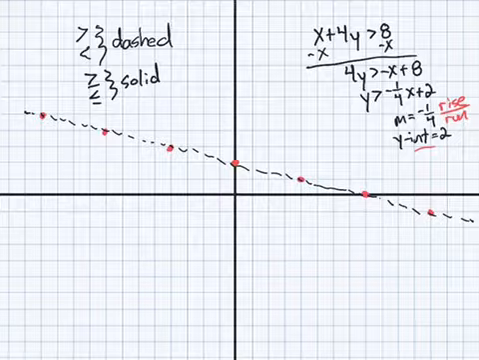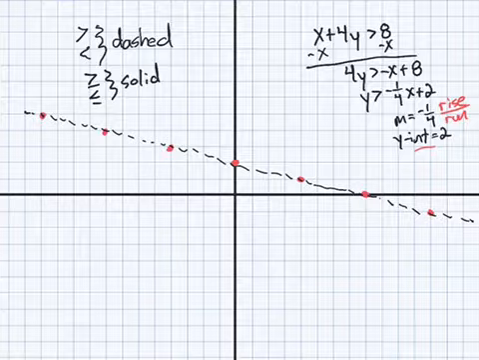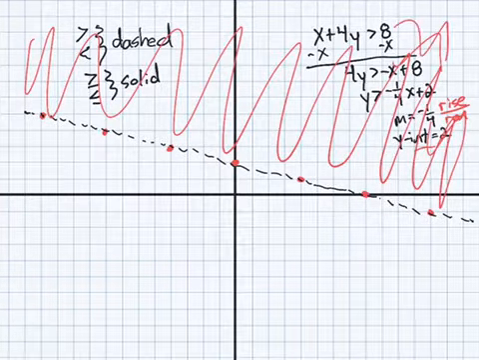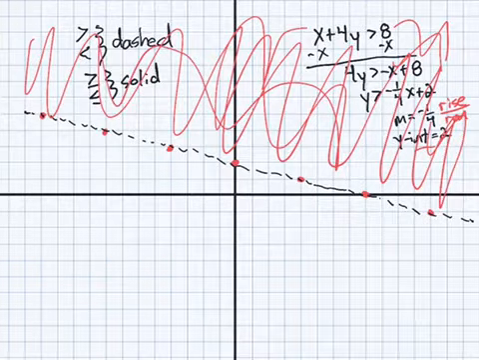Now I'm going to take a look at the inequality again. So I have a greater than. If I have a greater than, we're going to shade above the line. If I have a less than, we're going to shade below the line. So in this case, it's everything greater than that line. So for this problem, we're going to shade everything above that line. That's where my solution set is. Every ordered pair inside that red region is part of my solution.